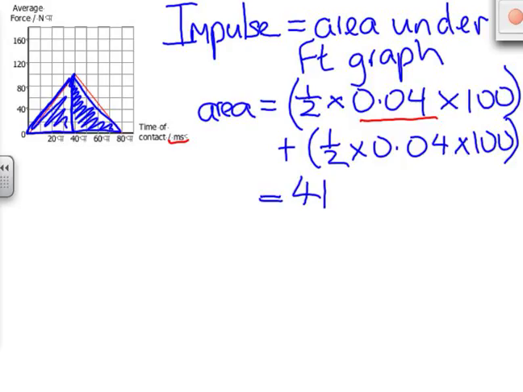So we find that the area under the graph is 4 Newton seconds. The units are Newton seconds because we have units of force, newtons, and seconds as the time. Multiplying them together gives Newton seconds.